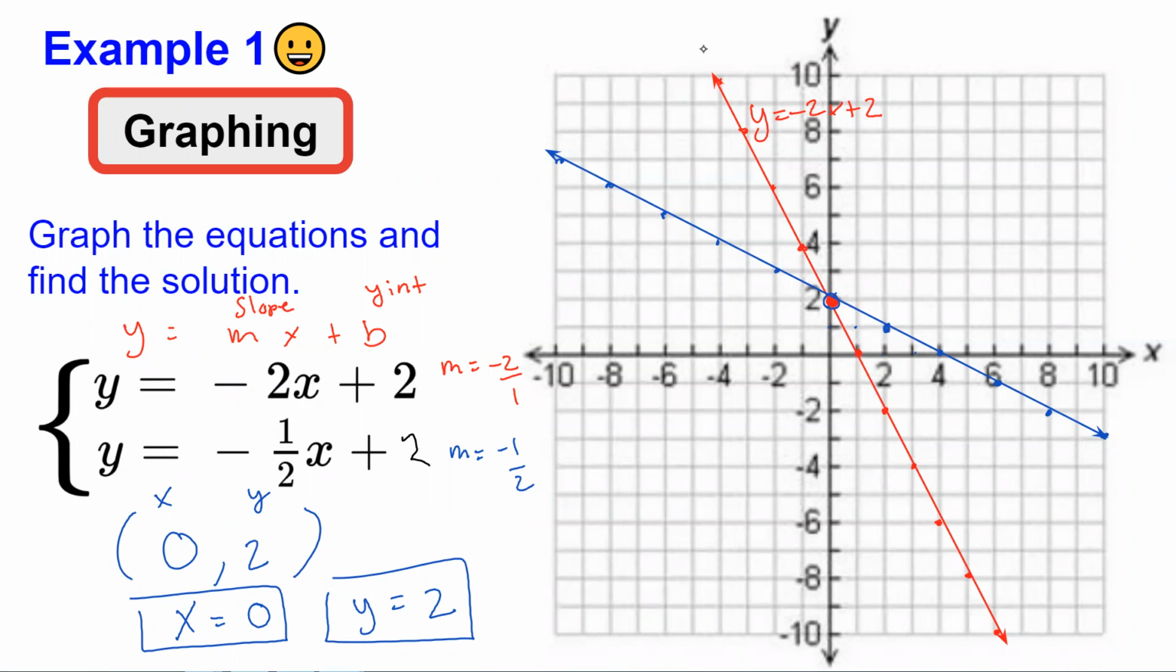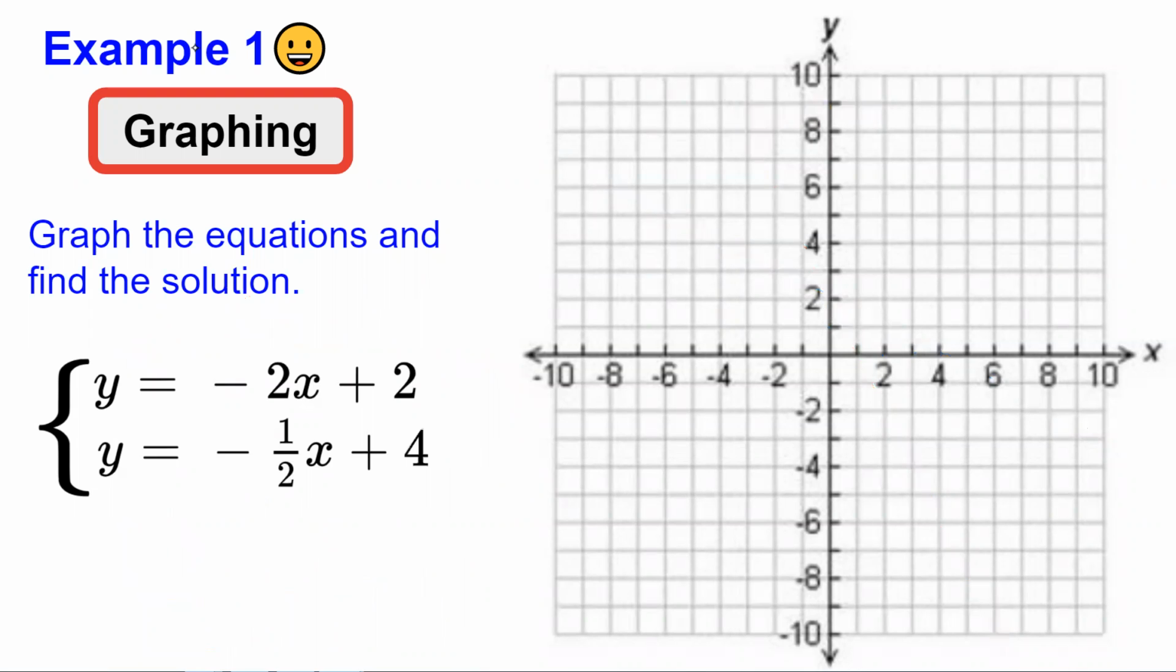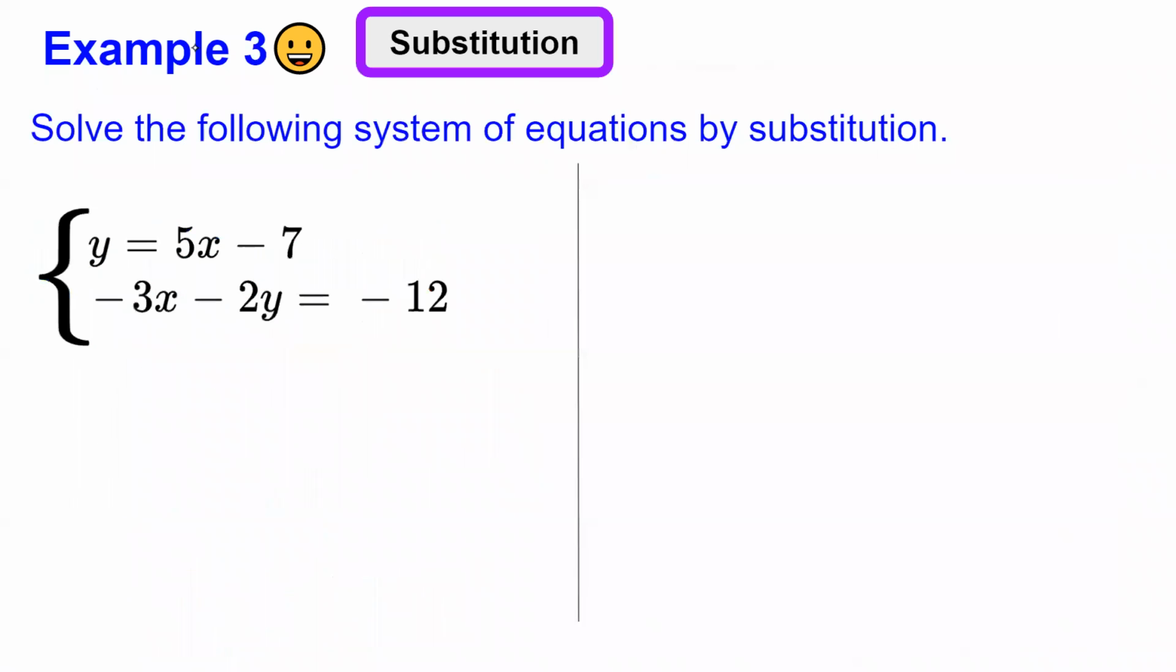All right, ready? For the next one, let's go ahead. Let me go ahead and clear. Now, I'm not going to do another graphing. I'm going to go ahead and do it by substitution.